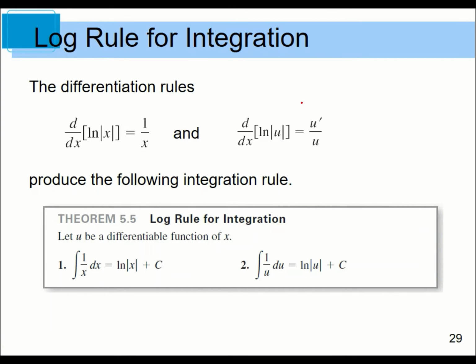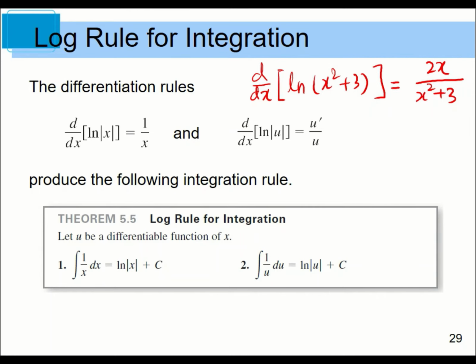For example, if we differentiate ln of x squared plus 3, this is actually the u. So we write the equation here, x squared plus 3, and we differentiate this one, we get 2x on top. So we will have something like this. We differentiate the u, where the u is a function of x. So we actually have u and the differentiation of u.